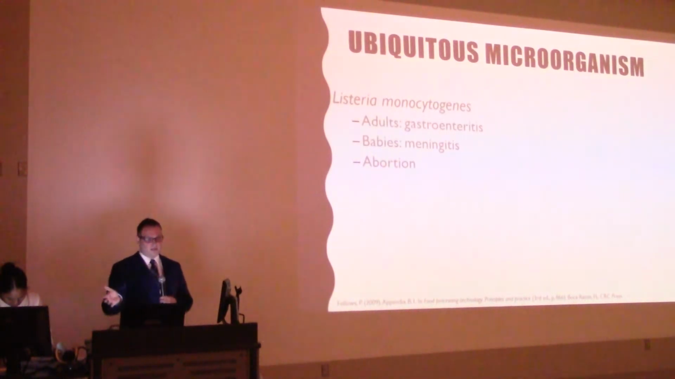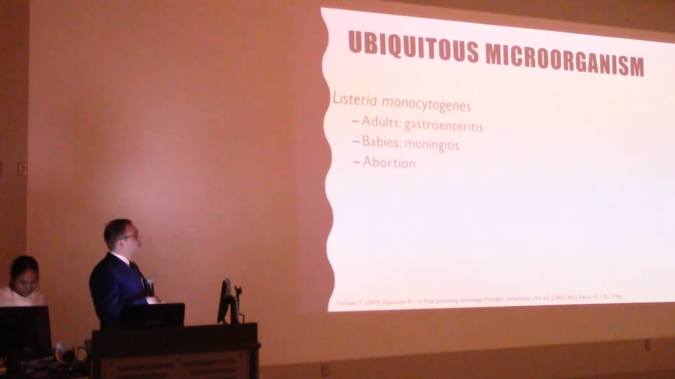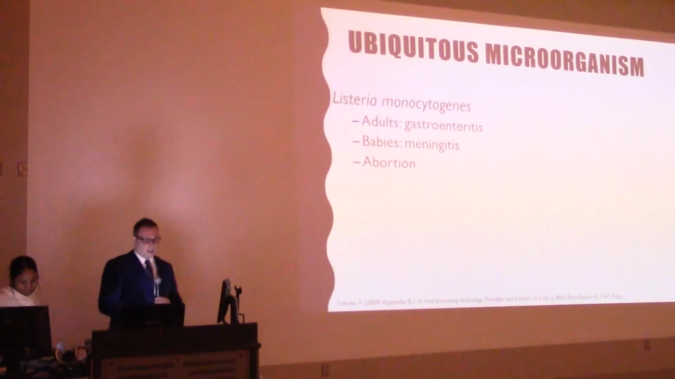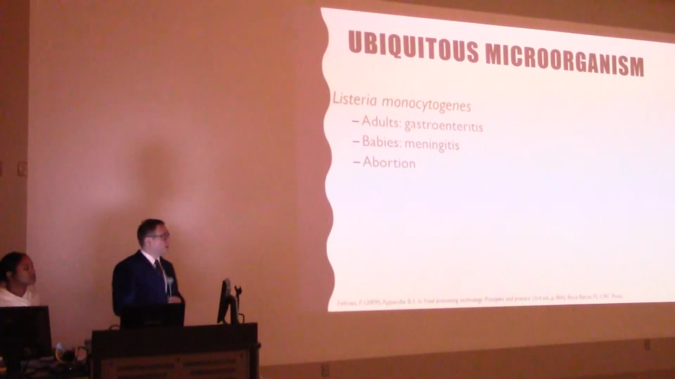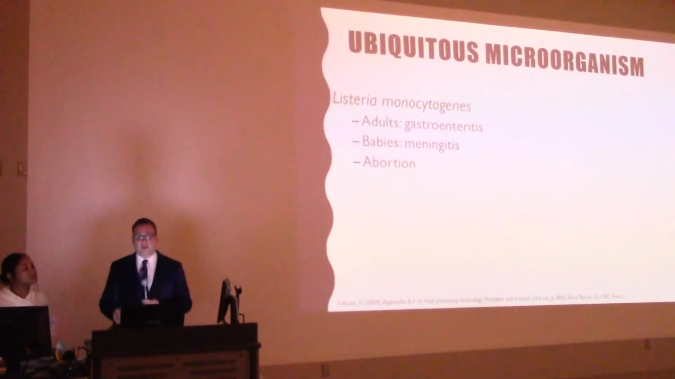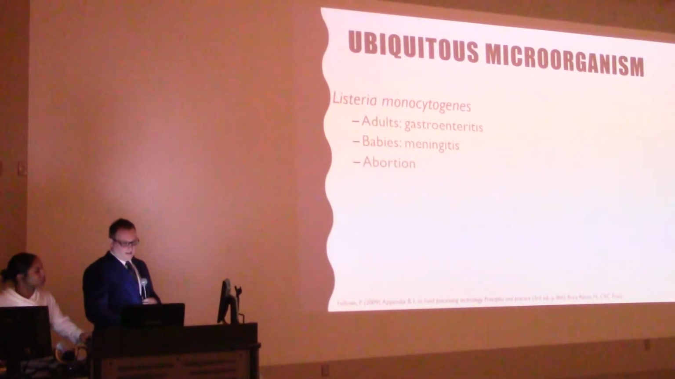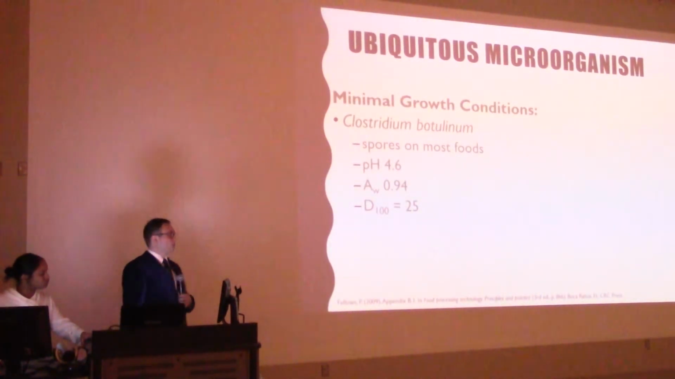The other organism we're looking at too is Listeria monocytogenes. And in adults, it can induce gastroenteritis, and in babies, meningitis, and also with pregnant women, it can induce the abortion of the fetus. Now, in order to see if these are problematic in jams, we're going to look at the minimal growth conditions for both of those organisms.